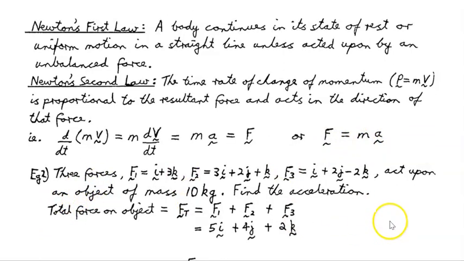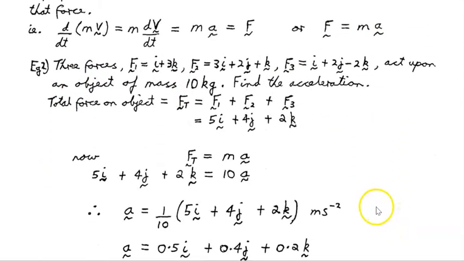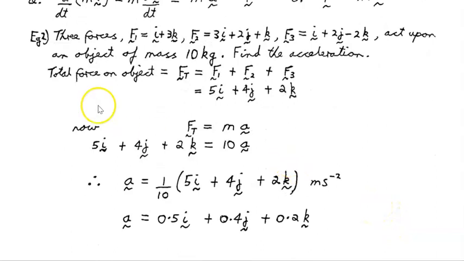All right, so let's have a look at an example. Three forces, F1 is i plus 3k, F2 is 3i plus 2j plus k, F3 is i plus 2j minus 2k, act upon an object of mass 10 kilograms. Find the acceleration. Well, the total force on the object, F total, will be F1 plus F2 plus F3.